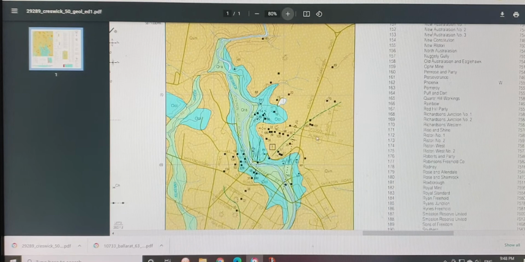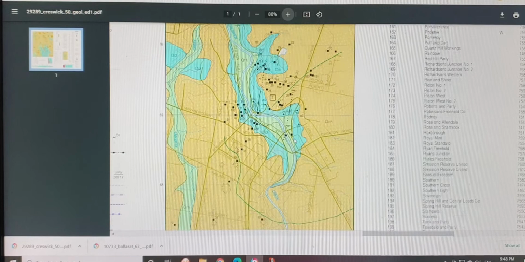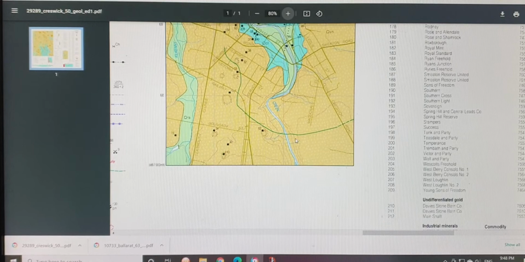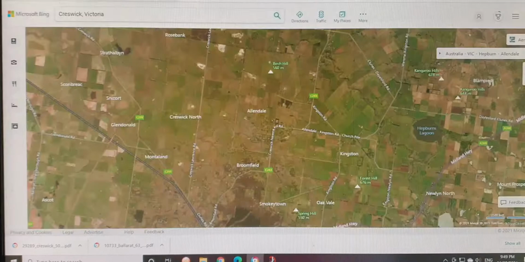So this shows where the placer deposits are, and it's in the town, so you're not really going to be able to access any of it, and it's probably pretty much been mined out. So my analysis is that Creswick is probably not a good place to look for gold. You need to get permission from a lot of landholders if you want to look at it.